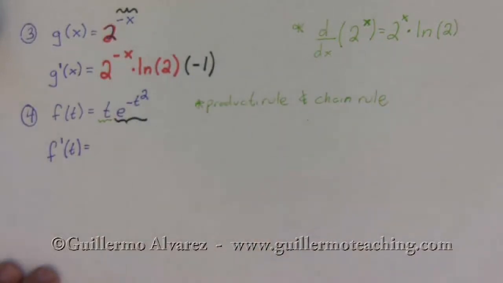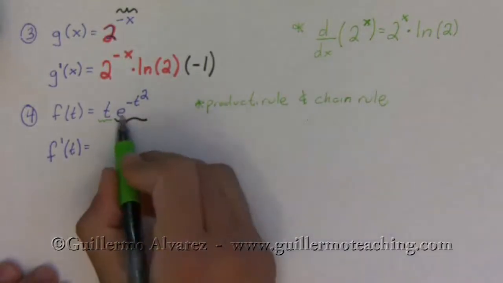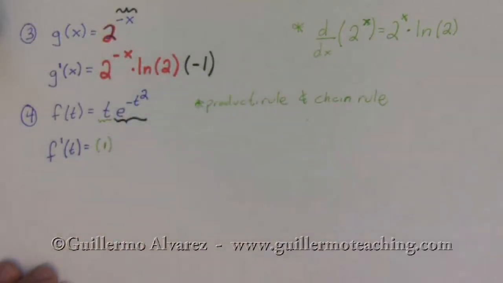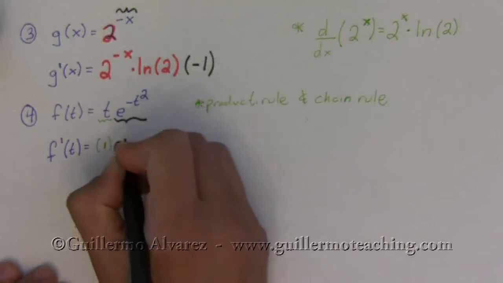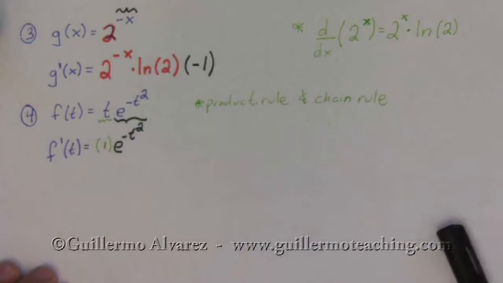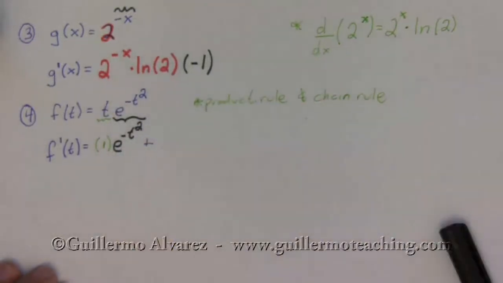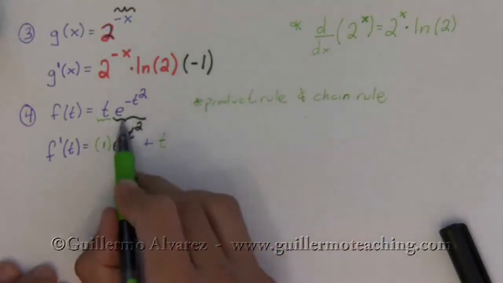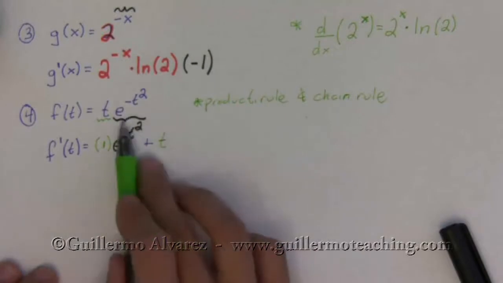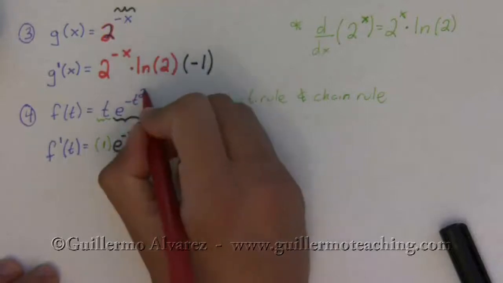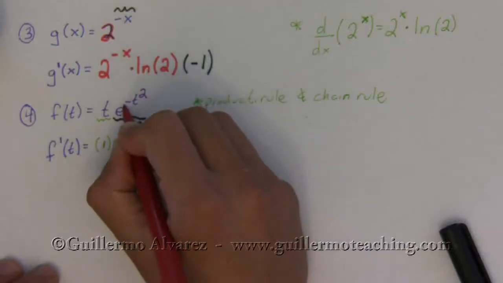Okay, so remember the product rule says that you get the derivative of the first times the second, so this is the derivative of the first, which is just 1, times the second, leaving it alone. So this is e to the negative t squared plus, now the first one you leave it alone, and then you get the derivative of the second. Okay, but now when we get the derivative of the second, we have to use the chain rule. So let me color this guy red.